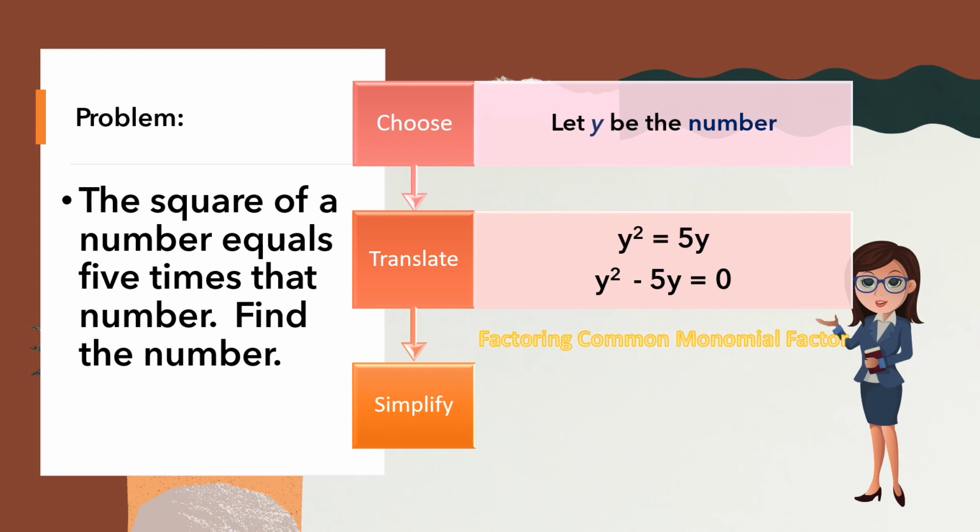Using factoring common monomial factor, we have y quantity y minus 5 is equal to 0 because the common factor of y squared minus 5y is y. Then using 0 property, y is equal to 0 or y is equal to 5.